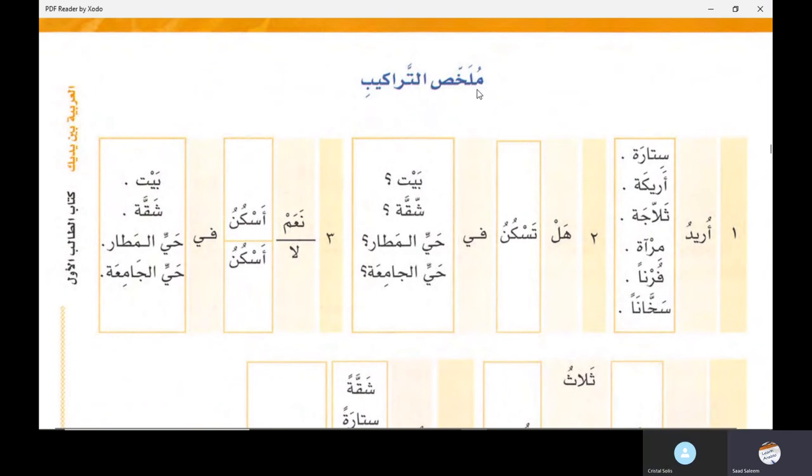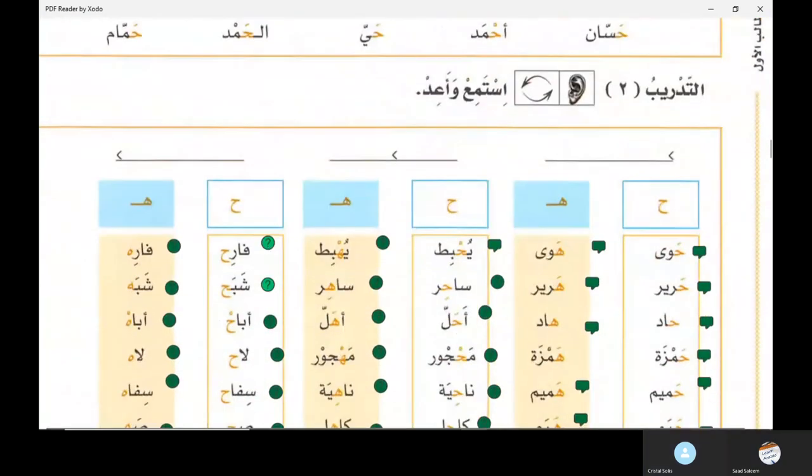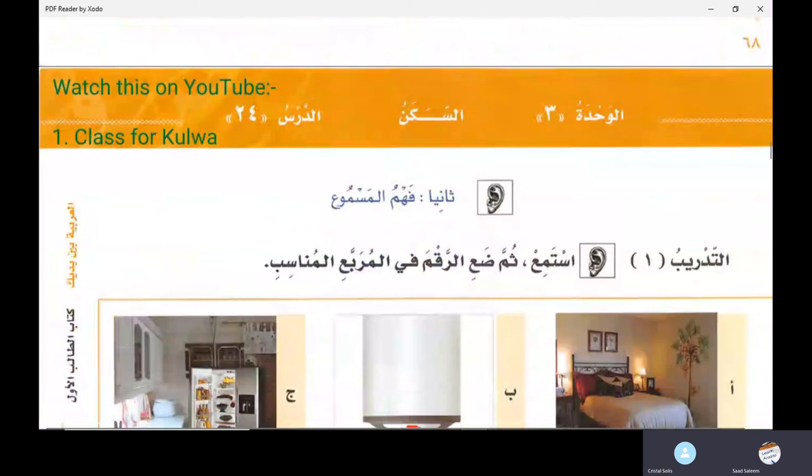Good. Okay. Mulakhat Sattura gives a summary of the structure. Would you like to read this or would you like to skip it? We can skip it. Okay. Then this is also skipped.